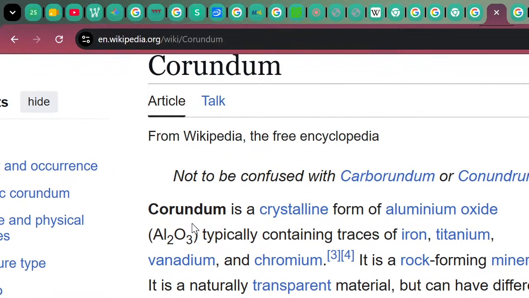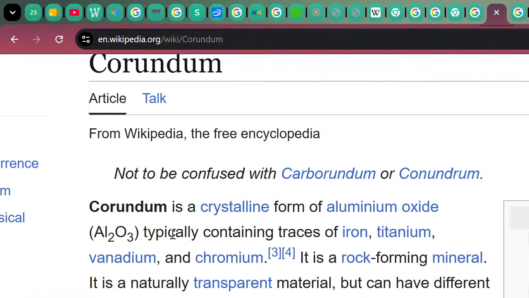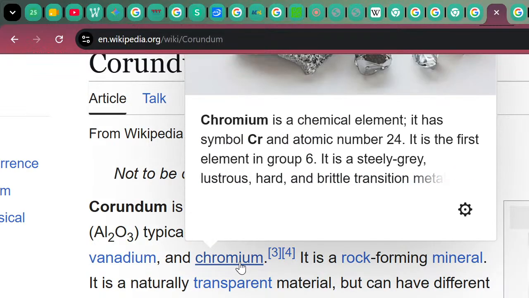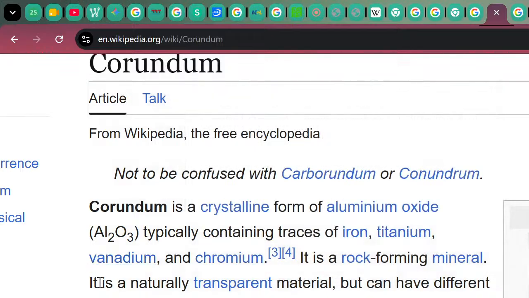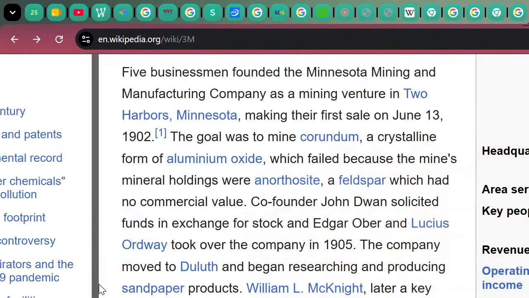Al2O3, corundum. Corundum is a crystalline form of aluminium oxide, typically containing traces of iron, titanium, vanadium, and chromium. Their percentages are also available, but I'm not going into that much detail. So this corundum is a crystalline form of aluminium oxide, Al2O3.